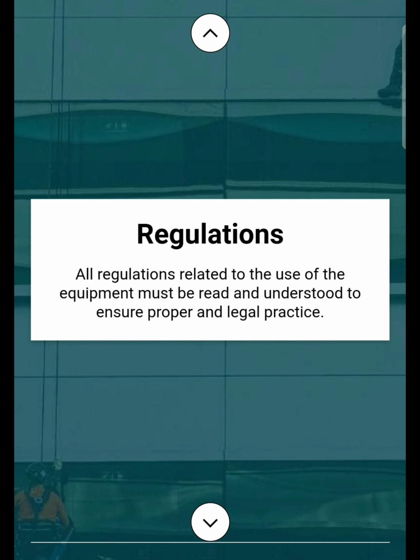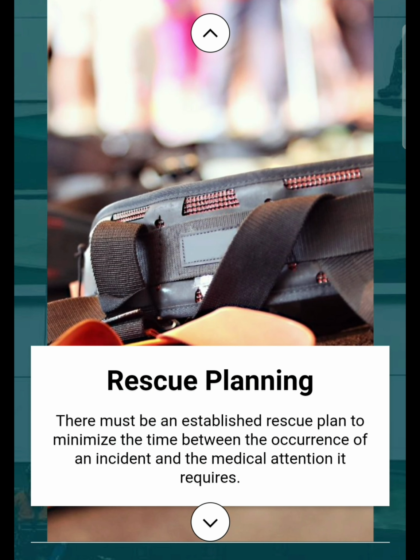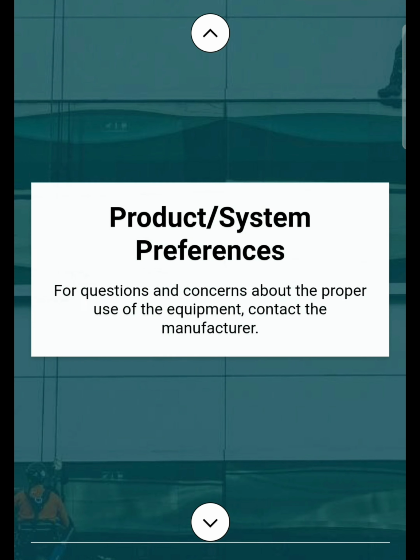Regulations. All regulations related to the use of the equipment must be read and understood to ensure proper and legal practice. Rescue planning. There must be an established rescue plan to minimize the time between the occurrence of an incident and the medical attention it requires. Product or system preferences. For questions and concerns about the proper use of the equipment, contact the manufacturer.